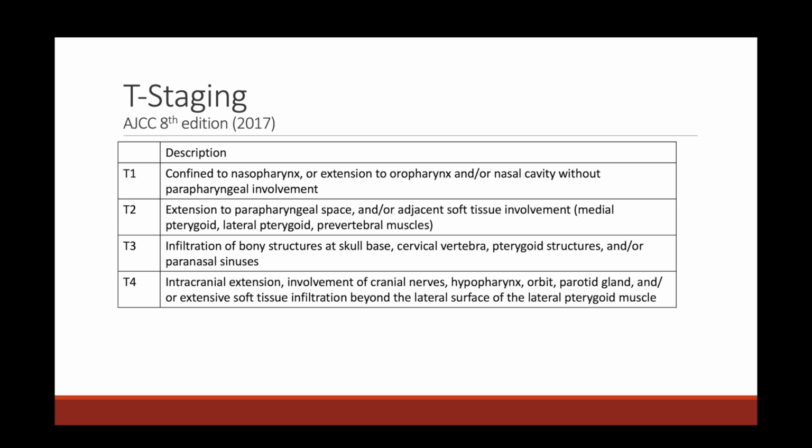And then T4 is if we have cranial nerve involvement of the hypopharynx, the orbit, the parotid gland, or extensive soft tissue infiltration beyond the lateral surface of the pterygoid. So one thing to keep in mind is that with a lot of the other head and neck cancers, we say that once there's bony invasion, it's at least T4A, if not T4B. But remember, with the nasopharynx, it's located so close to these bones, including the skull base, cervical vertebra, as well as the pterygoid structures and sinuses. So in nasopharynx, if those bony structures are invaded, then it's really a T3 tumor still.